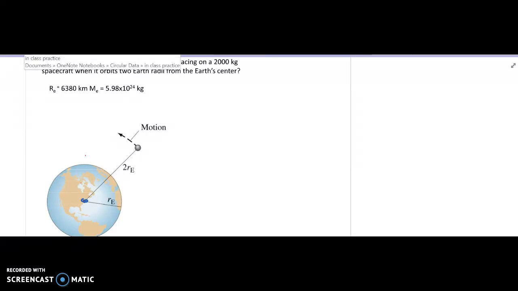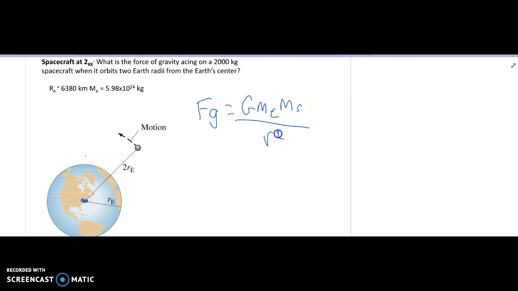So in this problem, we're going to look at some problems using the same equation, gravitation, and looking at kind of doing it numerically now rather than just seeing the changes. So how you can do it, we start with our equation. Fg equals big G, mass of Earth, mass of a satellite over distance between them squared.